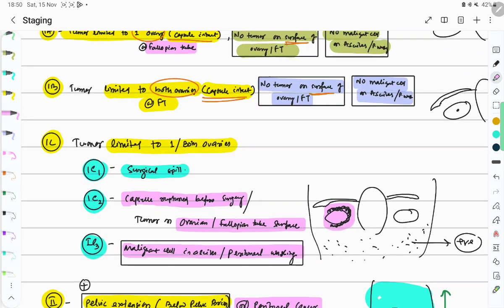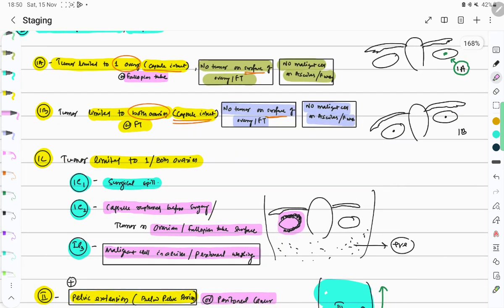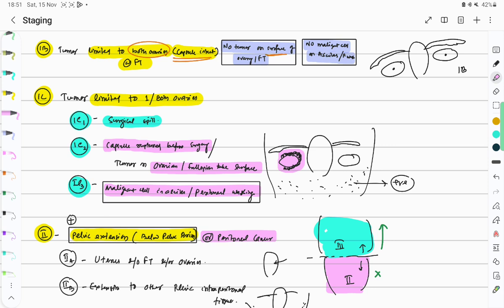So 1A means one ovary or fallopian tube, capsule intact. 1B means both ovaries, capsule intact. 1C means three types. 1C1 is when the cyst ruptured during surgery and surgical spillage happened. In 1C2 the capsule ruptured before surgery or the tumor has gone onto the surface. That is 1C2. And 1C3 means malignant cells are present in the ascites or peritoneal washings. That is 1C3.